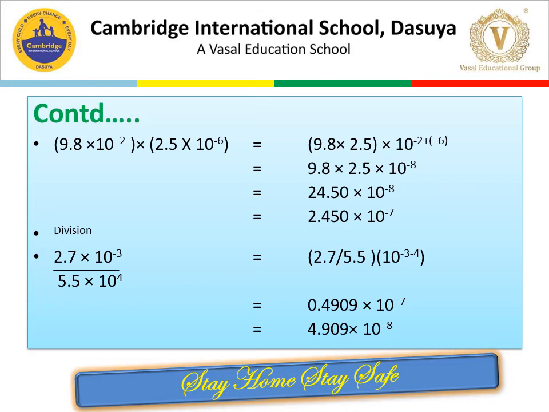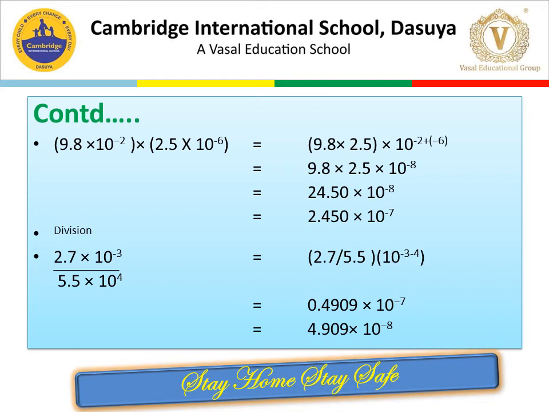Now let us discuss the division. In the case of division, we have taken here the example 2.7 into 10 power minus 3 divided by 5.5 into 10 power 4, and this is written as 2.7 divided by 5.5 into 10 power minus 3 by 10 power 4. Now when we bring 10 power 4 as a numerator, it comes with a negative sign. So when the bases are the same, powers will be added. So it becomes 10 to the power minus 3 minus 4.